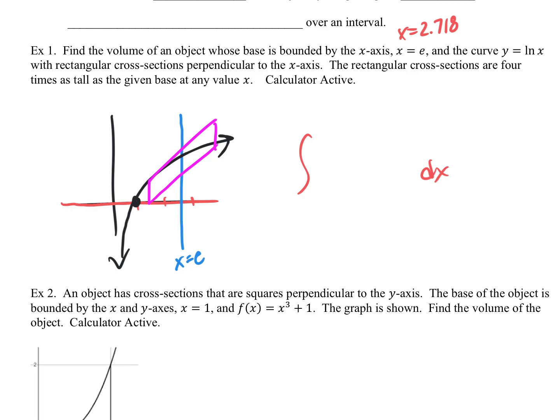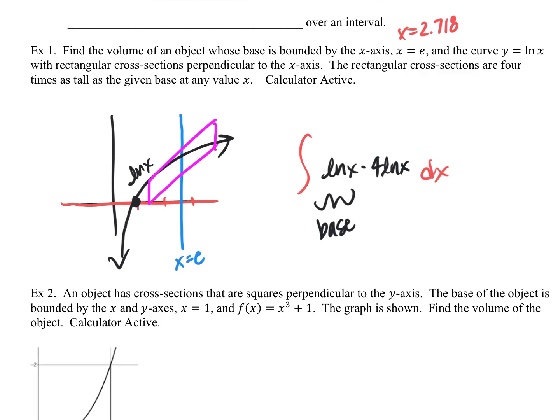Okay, we can do this, people. The rectangle, how am I going to figure out what the base of this rectangle is? Upper minus lower. Isn't my upper just ln of x? Okay, so my base is just ln of x. How do I find the area of a rectangle? Base times height. And so we've got to multiply that by the height, and it says they're 4 times as tall as the base. Isn't it just going to be 4 ln of x? We've got to know from where to where. What are my bounds going to be?